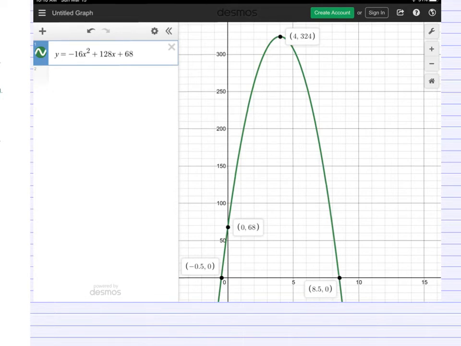Now this graph does have two x-intercepts, negative 0.5, which means at negative a half a second, it's also at 0 feet, but can the pumpkin be at negative a half second? So no. So we have an x-intercept and a y-intercept and a maximum. And again, if we were going to draw an axis of symmetry, it would be the imaginary line going right here. And that equation would be x equals 4 because that number is 4.